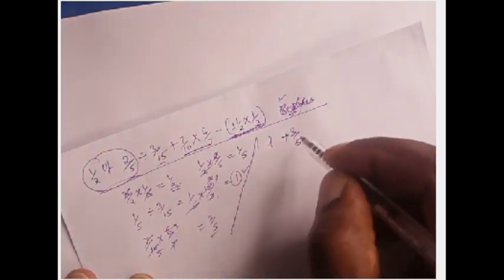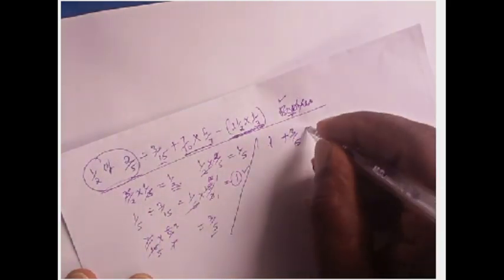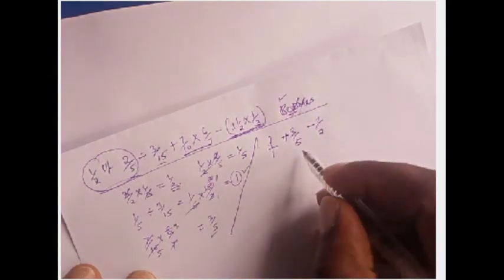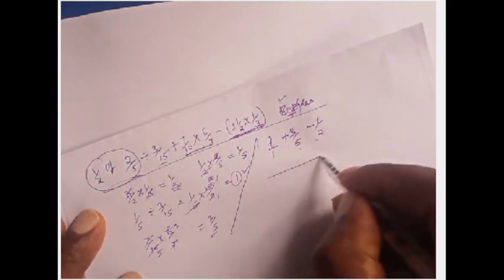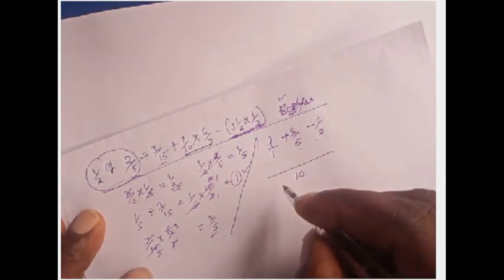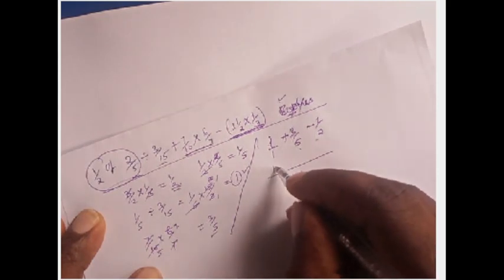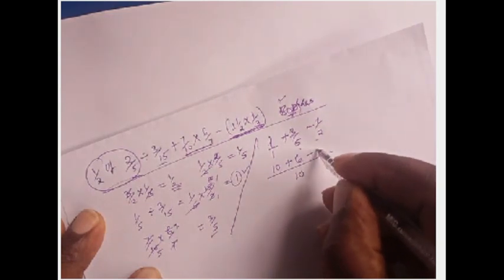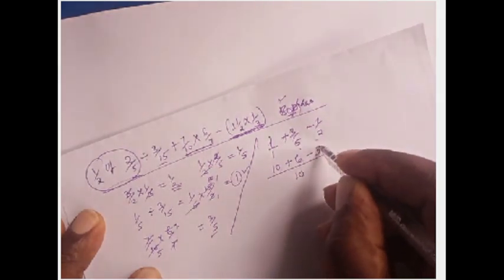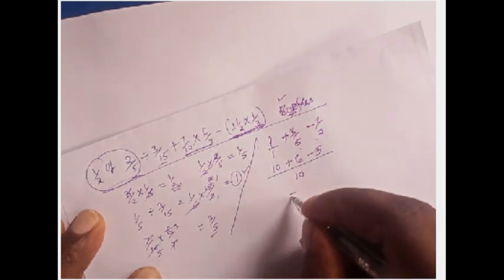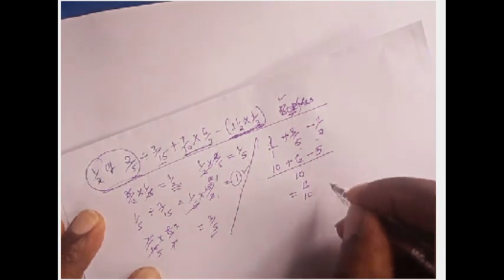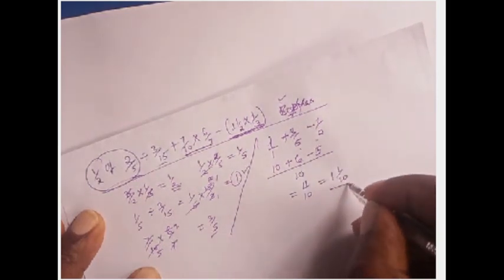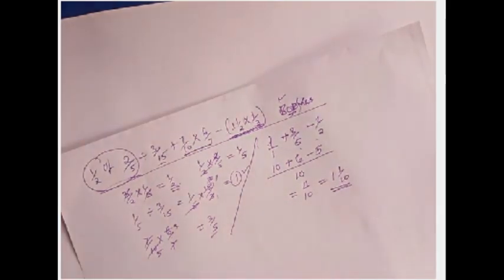After multiplying the 2, which we had in brackets, we have minus 1 over 2. The LCM of 5, 2, and 1 is 10. And then we have 10 plus 6 minus 5. And this one gives us 11 over 10, which simplifies to 1 and 1 over 10 as our final answer.